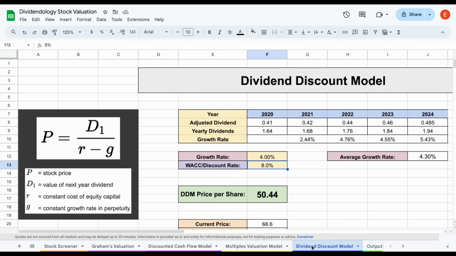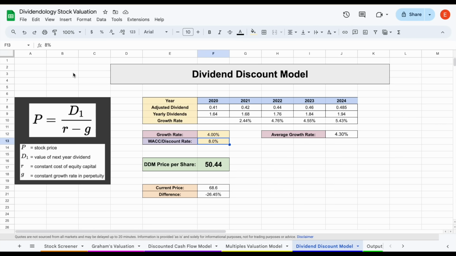And then finally, when we glance at our dividend discount model, this is one of the favorites among dividend investors, especially when you value stocks like Coca-Cola. So what this does is we value the company based on how much they're paying out in dividends and how much that dividend is increasing over time. The average growth rate over the past few years is around 4.3%. So if they can achieve 4% dividend growth moving forward with a discount rate of 8%, we come to a dividend discount model price per share of $50.44.